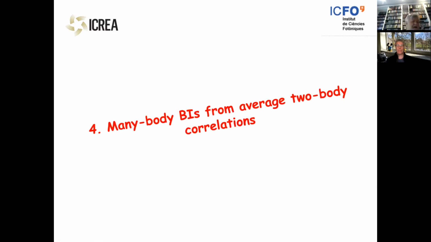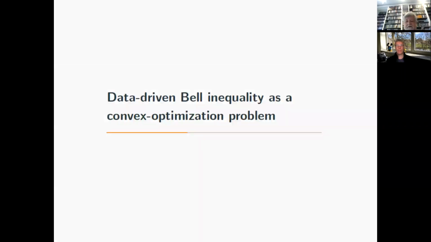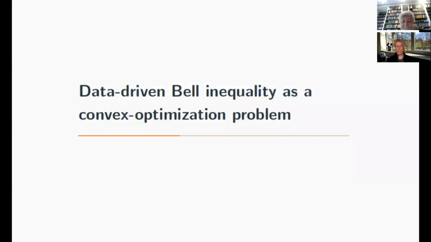Let me go now to the main part, which is the recent paper: many-body Bell correlations from average two-body correlations. The point will be now, okay, we have designed some Bell inequalities with Hamiltonians which are not translationally or permutationally invariant. Now we come back to permutationally invariant, but driven by the data. And this is the main achievement.